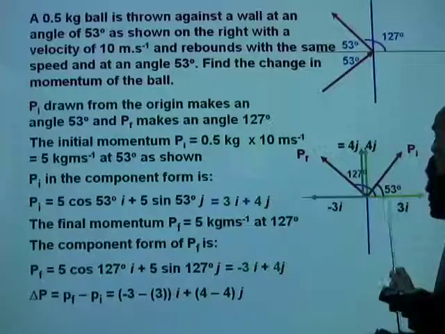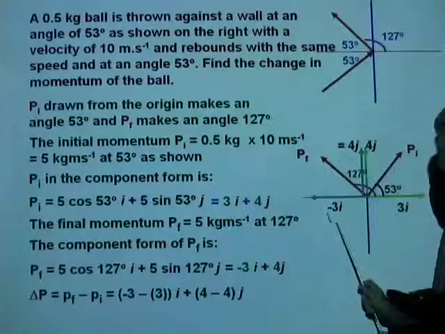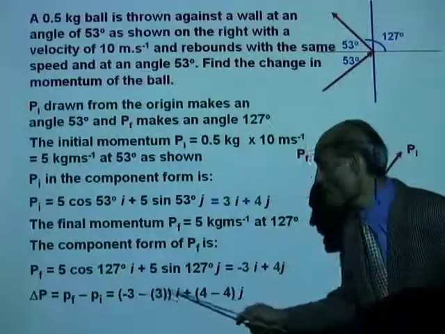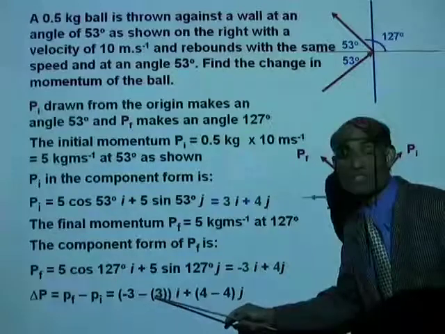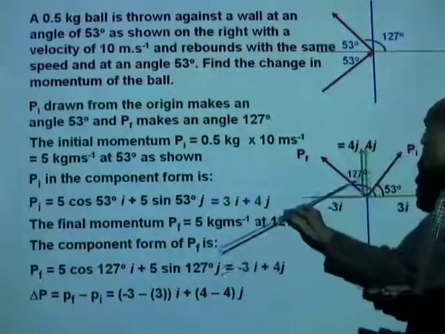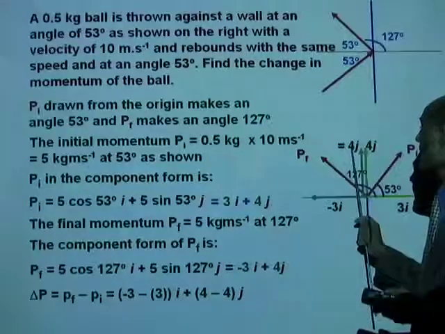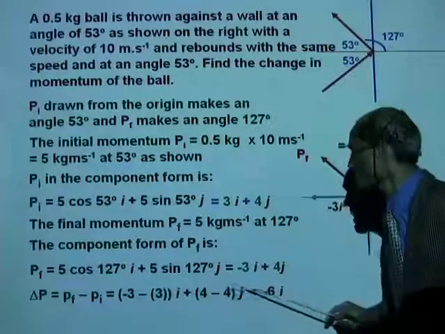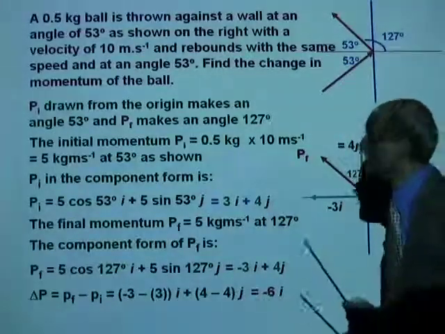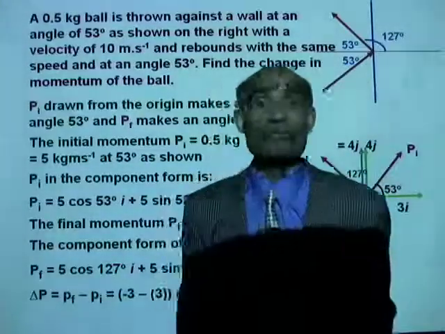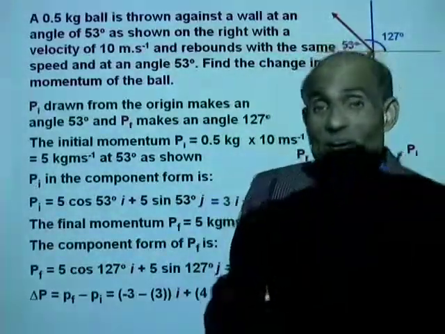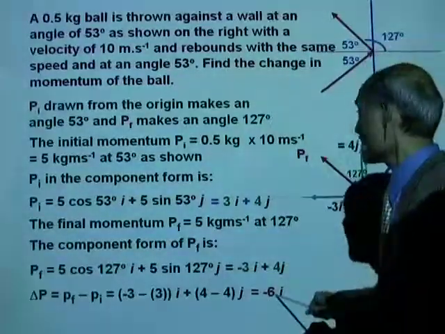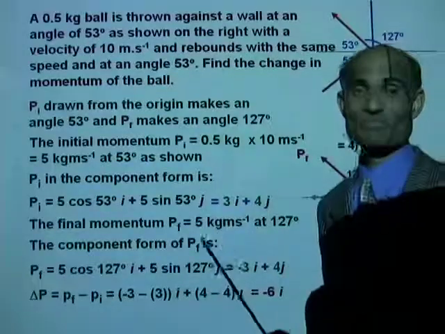What is the change in the x momentum? It will be negative 3 minus 3, negative 3 minus 3i, that is the change in the x momentum. Plus, what is the change in the y momentum? 4 minus 4j. And that is negative 6i plus 0j. In other words, the change in momentum of the ball is negative 6 units in the negative x direction. A very important type of problem.